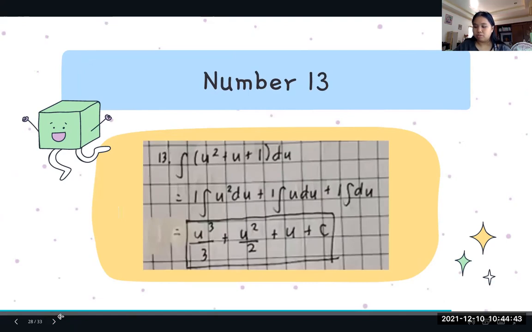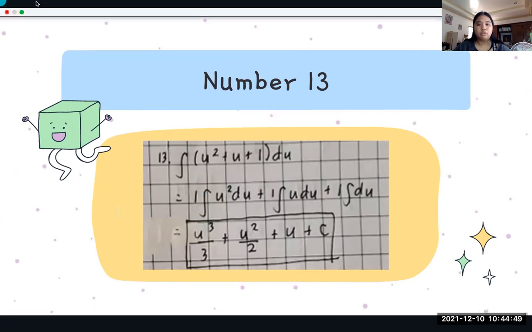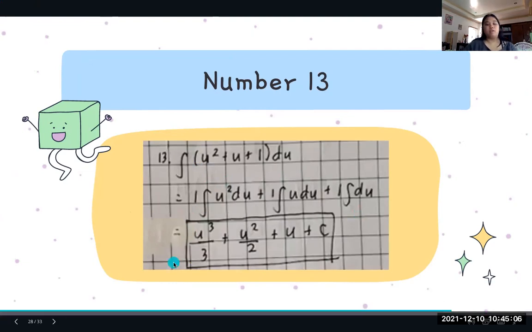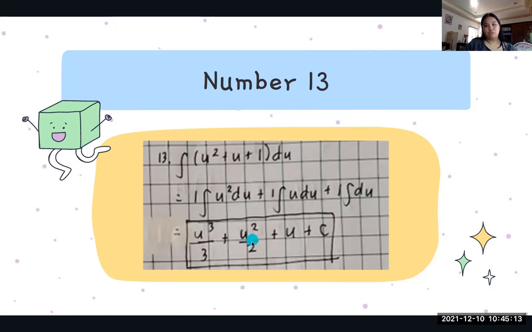Okay, so for number 13, we have the integral of u squared plus u plus 1 du. And then again, we will transfer the constant outside the integral sign, and then separate the variables using theorem B. Then use theorem B in operating on the exponents. So we have u to the third power over 3 plus u squared over 2 plus u plus C.